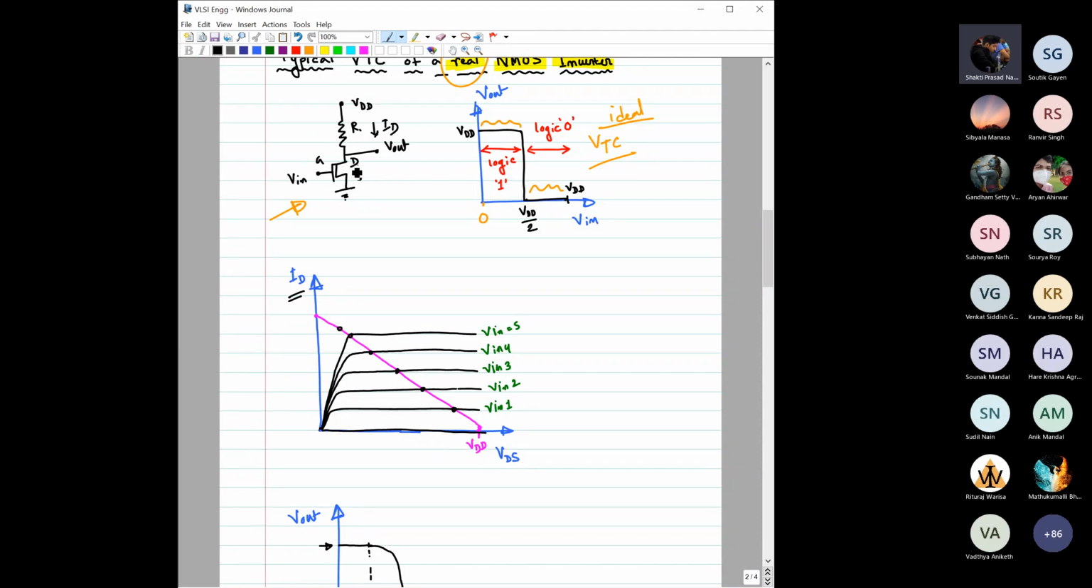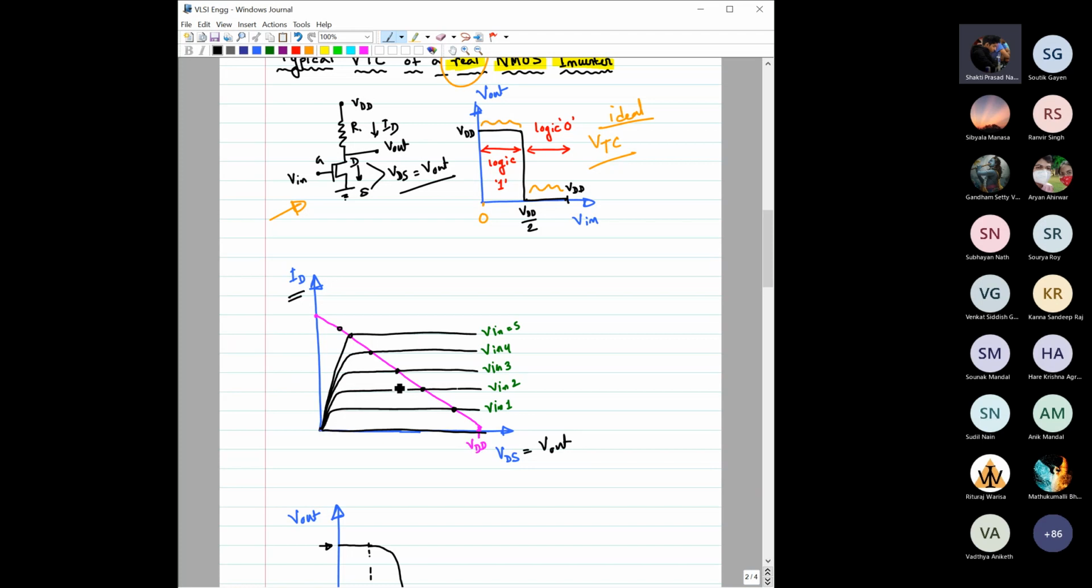So what is VDS? This is drain to source. And here you can see VDS is nothing but V out. So let us write that VDS is equal to V out. So we are plotting basically ID versus VDS, which is equal to V out. Now you already know MOSFET characteristics. What will be the output characteristics of a MOSFET, ID versus VDS? It would be something like this, right?